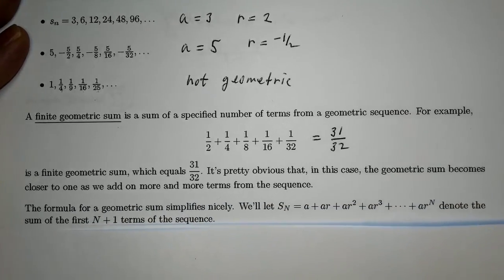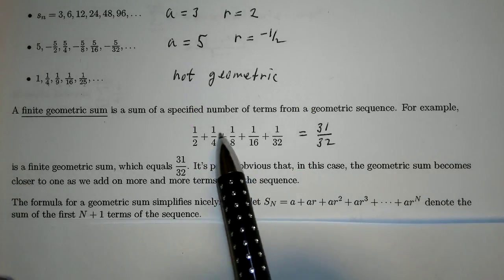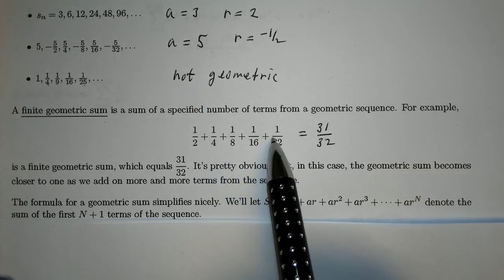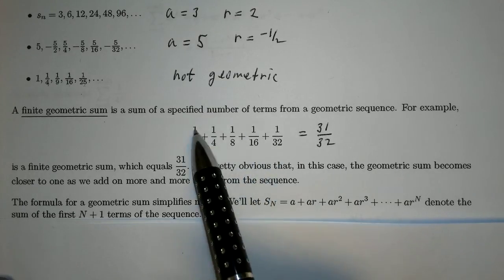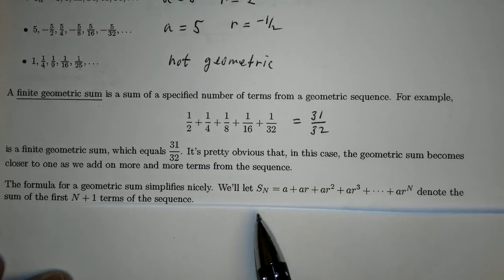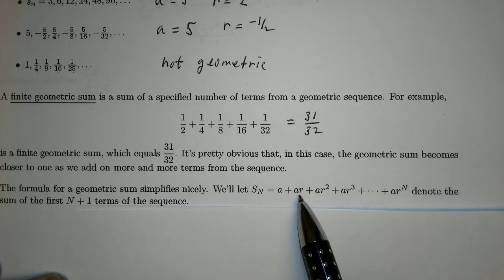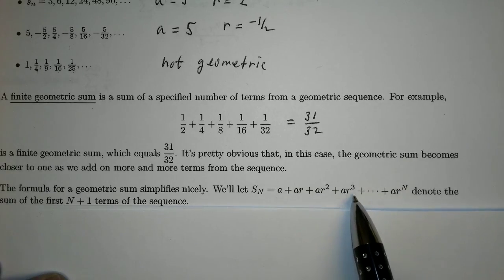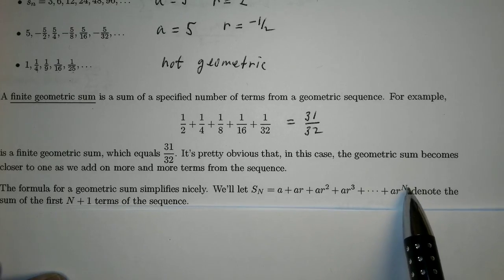So there's a nice way to simplify the formula, and here's what we're going to do. We're looking for a way of adding together very quickly a specified number of terms, be it 5 terms, 8 terms, 10 terms, 100 terms from a geometric sum. So we're going to let S sub capital N denote a plus ar plus ar squared plus ar to the third plus dot dot dot up to ar to the n.